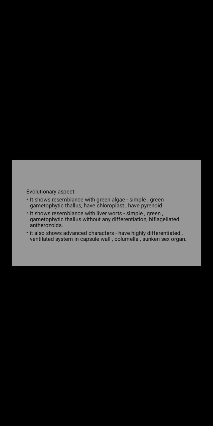Anthoceros shows resemblance with green algae because it has a simple green gametophytic thallus. It has chloroplast and pyrenoids. It also shows a resemblance with liverworts because the thallus is simple, green and gametophytic without any differentiation, and it shows similar apical growth and biflagellated anthrozoids. It also shows some advanced characters, by the presence of a highly differentiated ventilation system in the capsule wall, the presence of columella, and sunken sex organs.